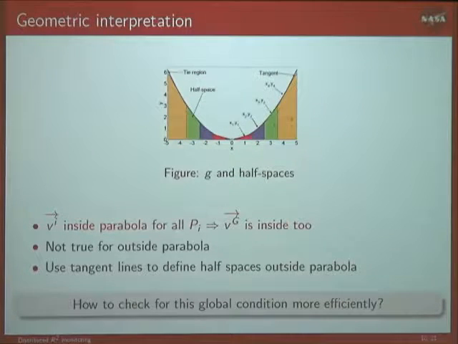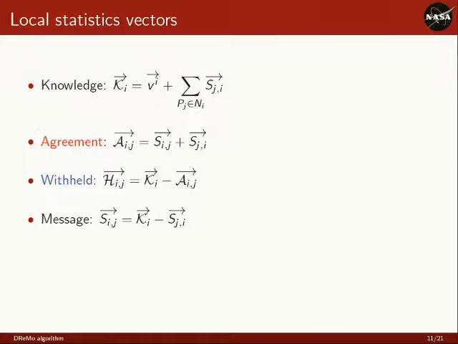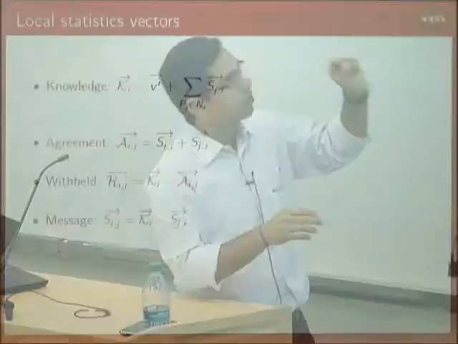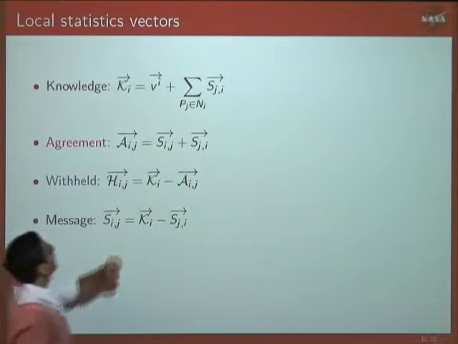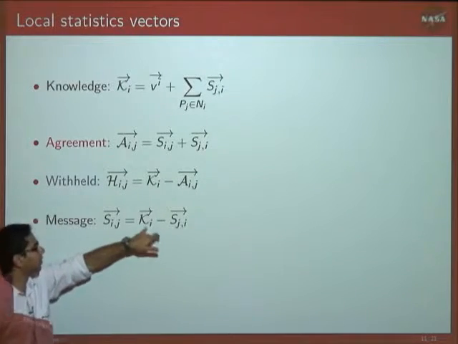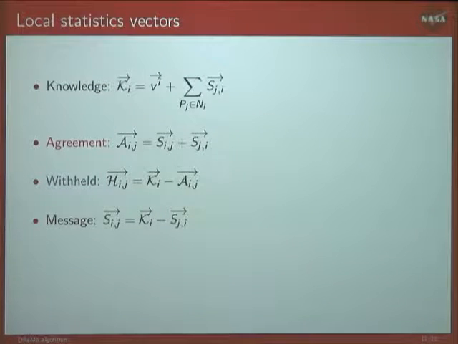Now the question is, how do we check this global condition more efficiently, without gathering all of the peers' data, or the machines' data, at every single time step? For that we need some local statistics vectors. These are just mathematical definitions, but the intuition is you have a knowledge, which is essentially your local data Vi, plus all of the information that you have gotten from your neighbors. It's only the neighbors that we are considering. So Sji is all the information that i has received from j. Agreement is whatever they have shared, withheld is whatever they have not shared, and a message is typically the difference between whatever you have and whatever you have received, just to prevent double counting of the same message.